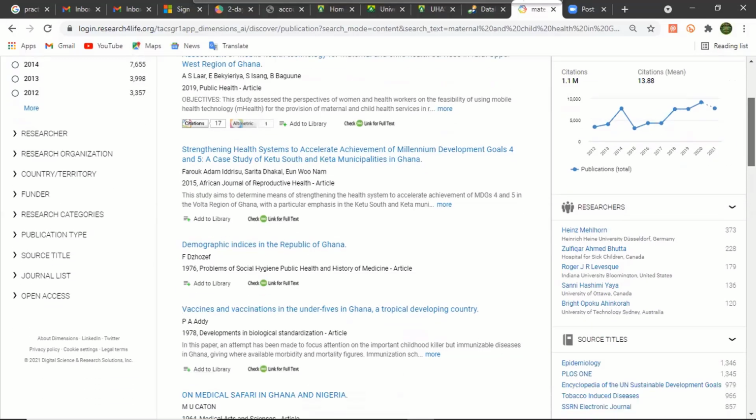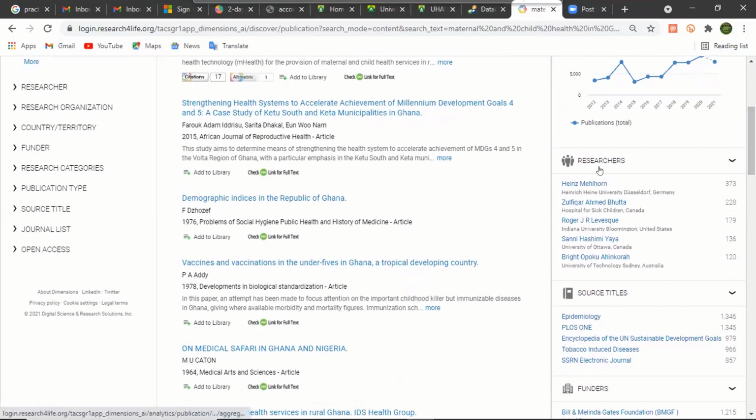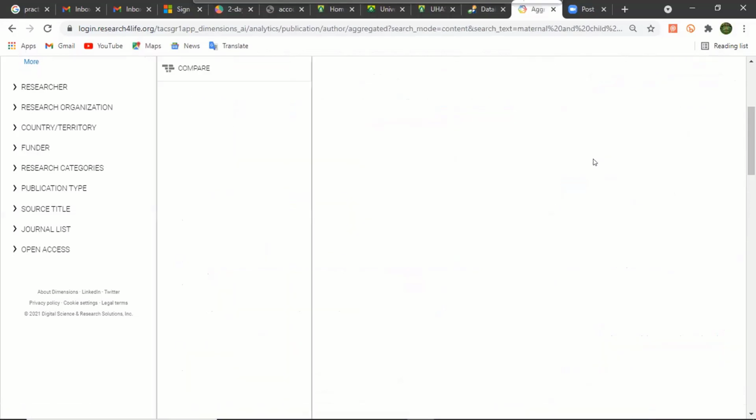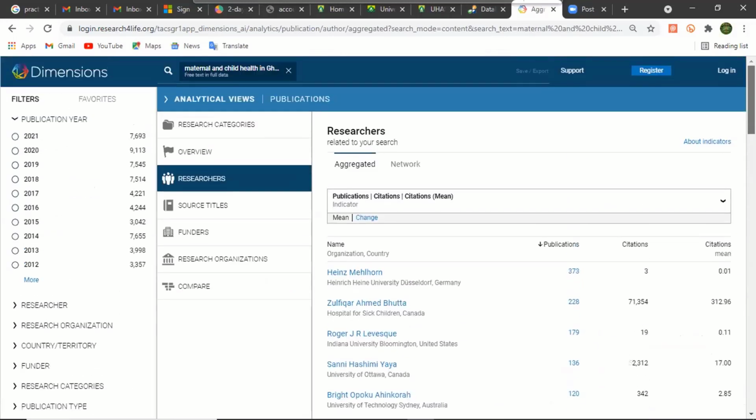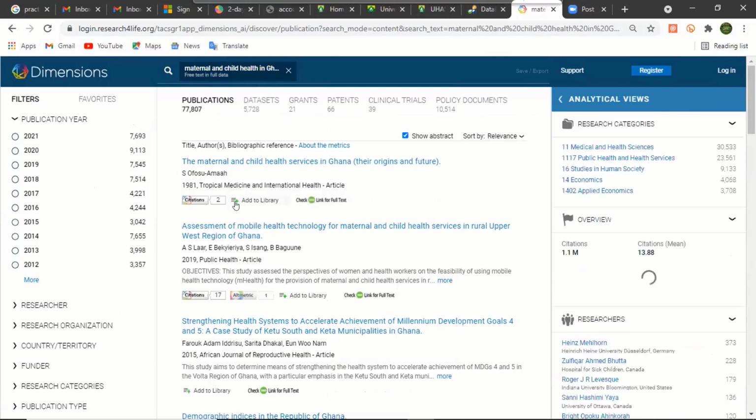Now, if I go further down, you can see I have researchers, source titles. So let's start with the researchers. I want to find out who has been publishing on the search topic. Once I click on researchers from the analytical view, the analytical view has popped out and taken the main stage. If I want to collapse this view, you simply click on this arrow at the top here, and the view will collapse. So I can collapse it, then we can see the original search results.